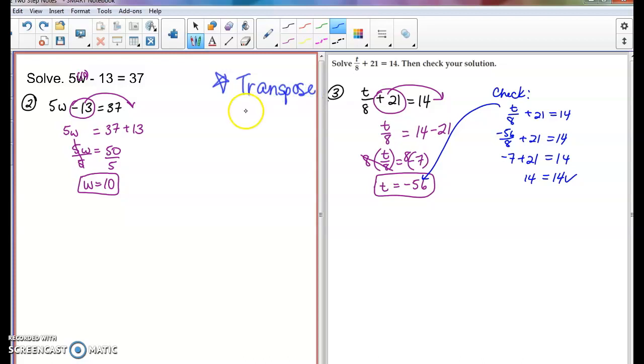So transpose, and then the second step was to multiply or divide to do the opposite operation. So those were the 2 steps for our first 4 examples. Were to transpose whatever's farthest away and then multiply or divide to solve for a variable. When they look like that, those are those 2 main steps.